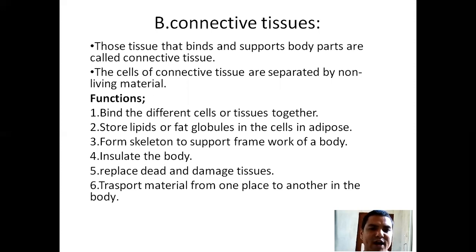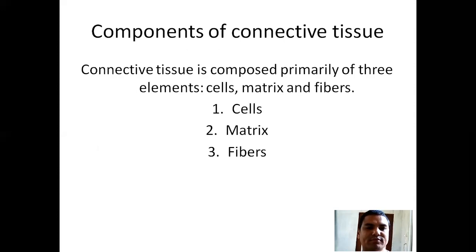Some functions of the connective tissue are: it binds the different cells or tissues together. It stores lipids or fat globules in the cells in adipose tissue. It forms the skeleton to support the framework of the body. It insulates the body. It replaces dead and damaged tissue. It transports materials from one place to another part of the body. The major components of the connective tissue are cells, matrix, and fibers.